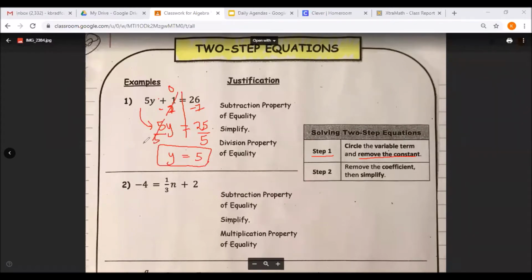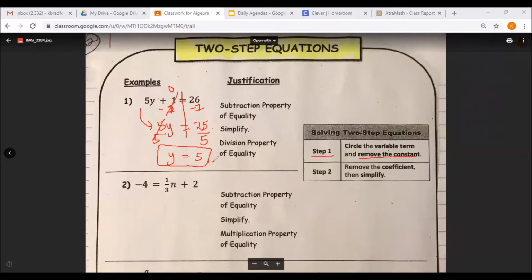And if it's a two-step equation, a lot of times you can do a really quick check for your answer using mental math. So since we said y is equal to 5, then our original equation says 5 times what your y is plus 1 equals 26. 5 times 5 is 25, and 25 plus 1 is 26. So we solved this equation for the value of y.